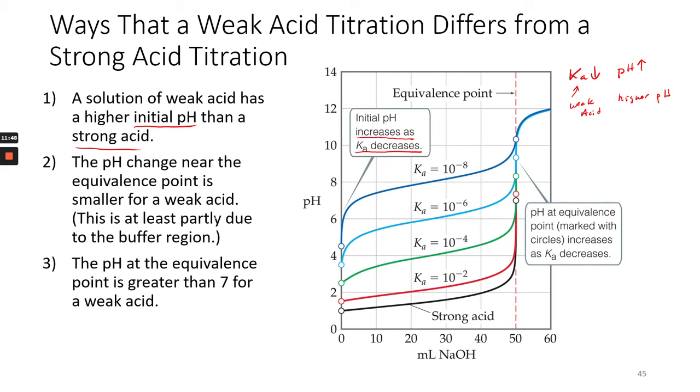The pH change near the equivalence point, so you notice here what's happening, is smaller for a weaker acid. If you look, as I'm going up, my Ka is getting smaller, so my acids are getting weaker. Look at the blue curve. Look at the length of this region here compared to, say, the red curve. Notice this length is much smaller than the red curve. So as your acid gets weaker, this change will get shorter. And the pH at the equivalence point will be greater than 7 for a weak acid.